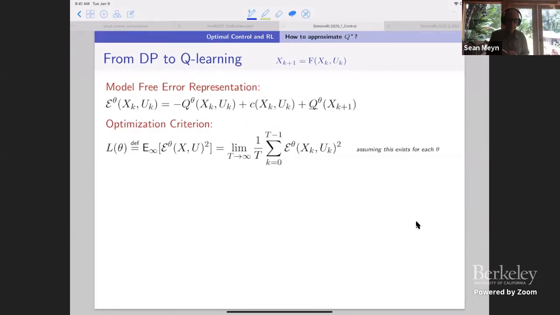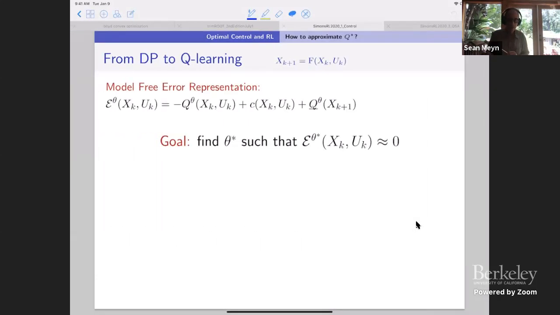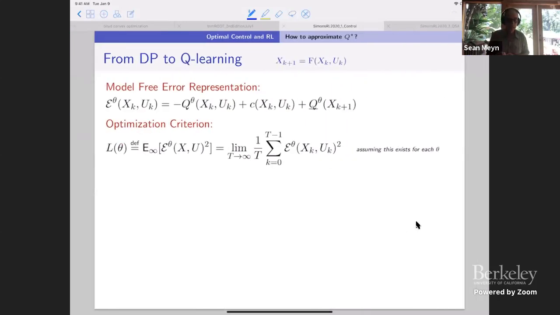So I'll just say a few more words on this. One thing one can do is look at this, again, I've got this model-free representation of this Bellman error. And one thing you can do, I want to try to make it approximately zero on my observations. And you could look at the mean square. There's no problem with that. And you can do gradient descent.